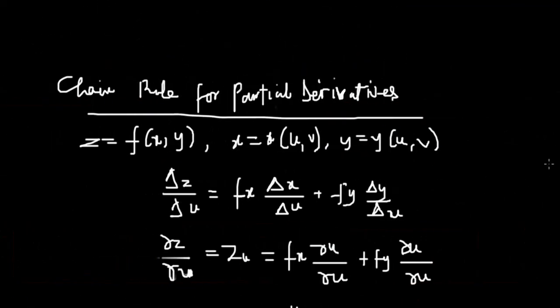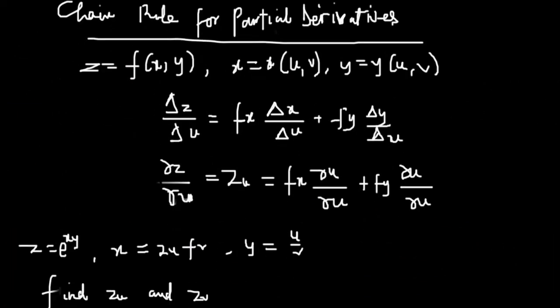So now this is the chain rule for partial derivatives. It's the same principle, there's no need to be frightened. So we have z, a function of x and y. That's a mixture, that's why we call it partial derivatives.